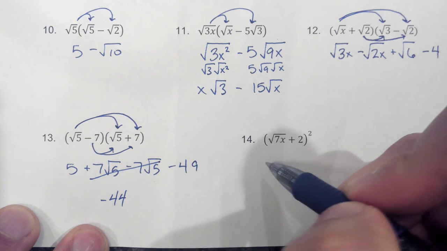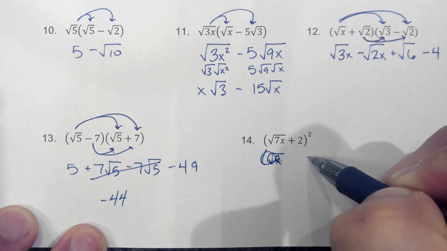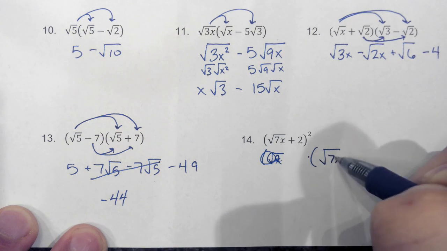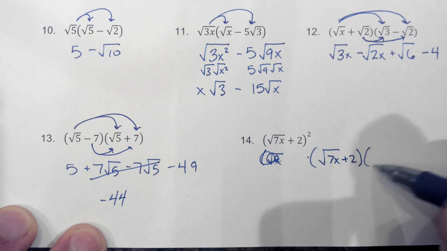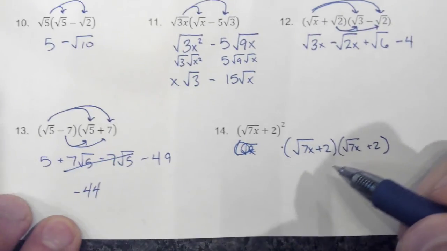14, remember what it means to square something. It means to multiply it by itself. So it's going to be the square root of 7x plus 2 times the square root of 7x plus 2. So that's got to be FOILed out.